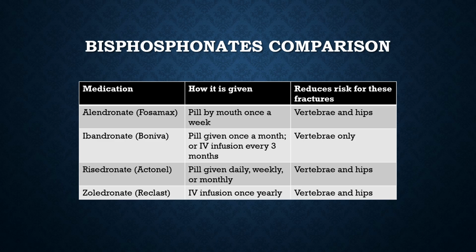Boniva is a pill given once a month, or it can be given via intravenous infusion every 3 months. Unfortunately, it hasn't been shown to reduce the risk of hip fracture, and so we don't use it as commonly as the other bisphosphonate medications. Risedronate or Actonel is a pill given daily, weekly, or monthly, and Zoledronate is an intravenous infusion given once yearly.